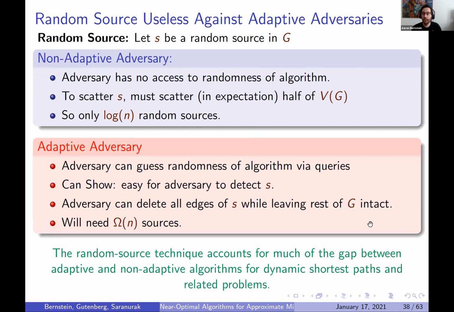And this one technique, although it seems really simple, really highlights the power of non-adaptive algorithms, which is that you can pick this random vertex that the adversary doesn't know, so you can hide information. In fact, this one trick is used a lot, and it accounts for much of the gap between adaptive and non-adaptive algorithms. So we need something new here.